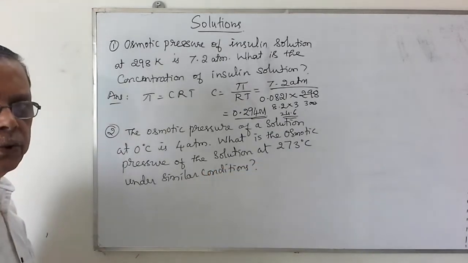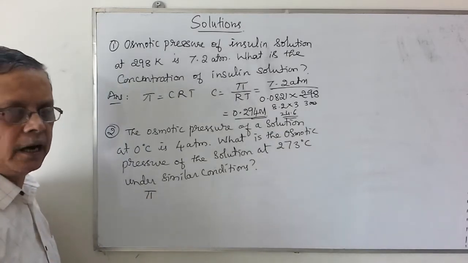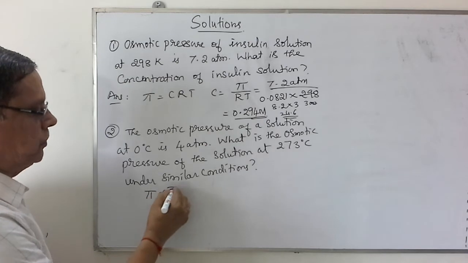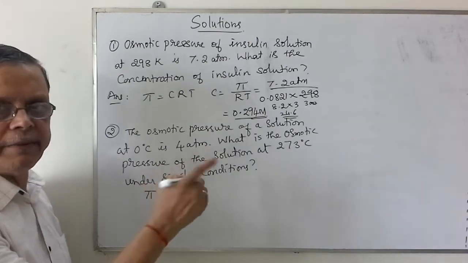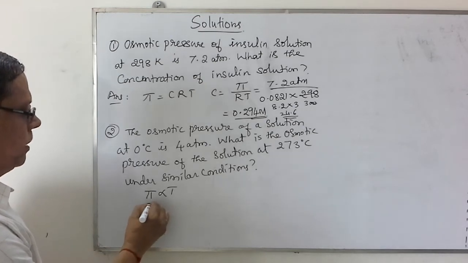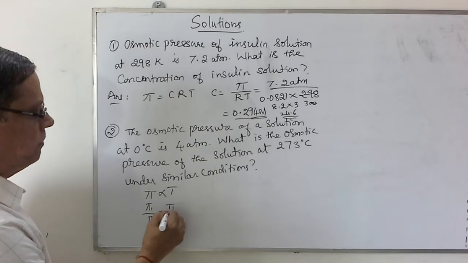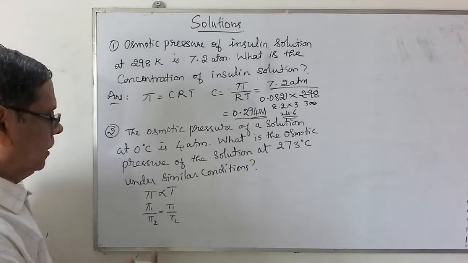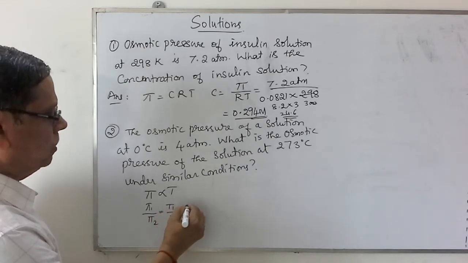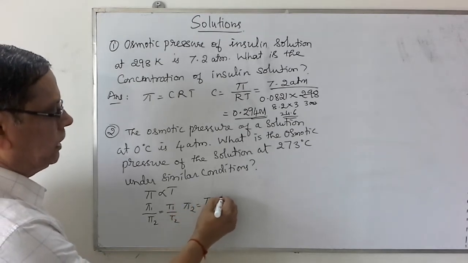This we can solve in two ways. First one, by using this Van 't Hoff-Charles law. Pi is directly proportional to T if concentration remains constant. Therefore, pi 1 divided by pi 2 is equal to T1 by T2. So pi 2 is equal to pi 1 into T2 by T1.